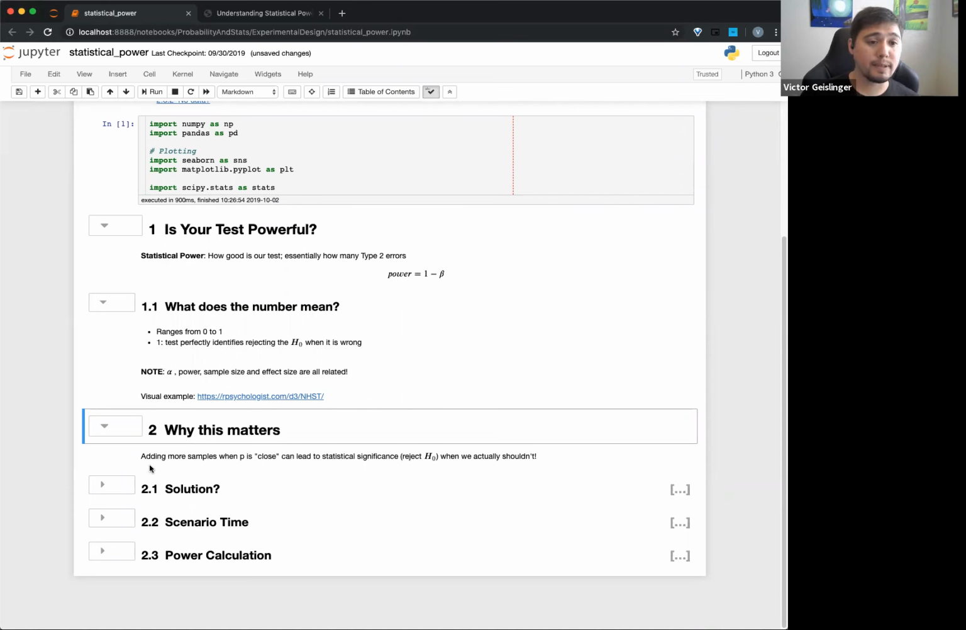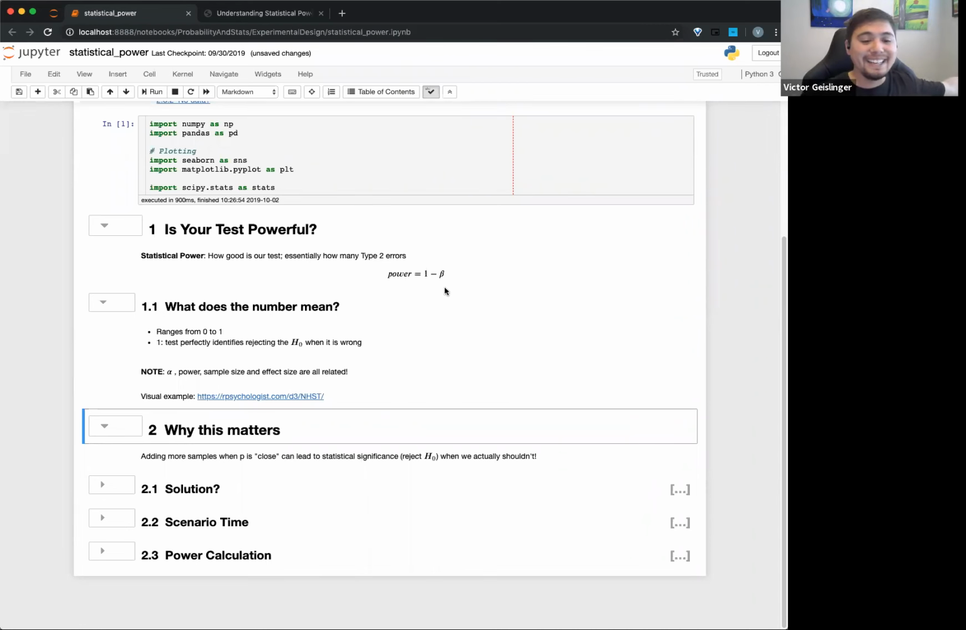And that's usually represented with beta. Note that type 1 error is alpha, the first letter of the Greek alphabet, and beta is type 2, the second letter of the Greek alphabet. That's the way I remember it. We usually don't quote it as beta. We usually talk about it as power, right?